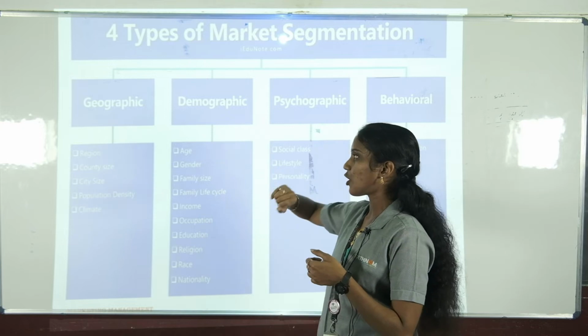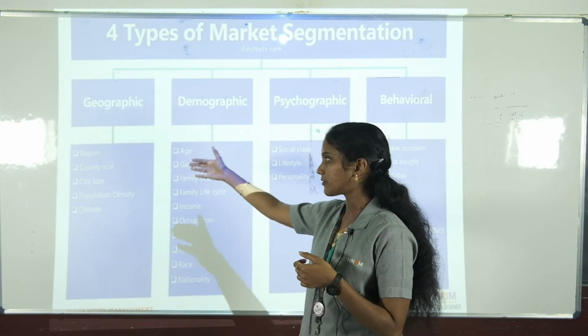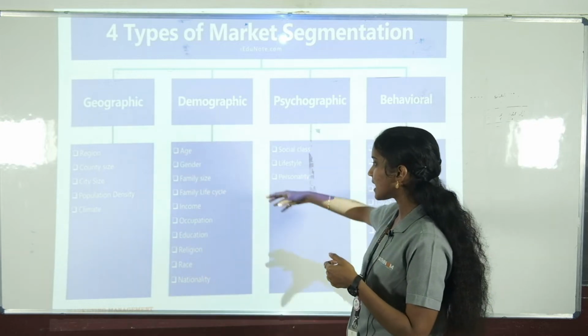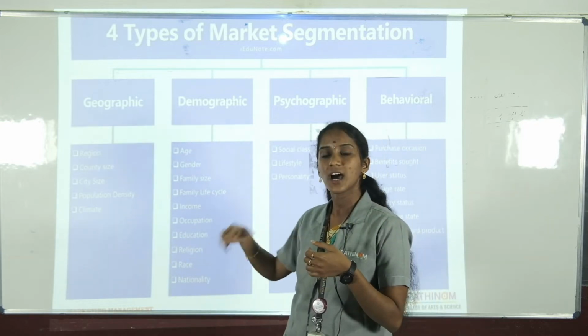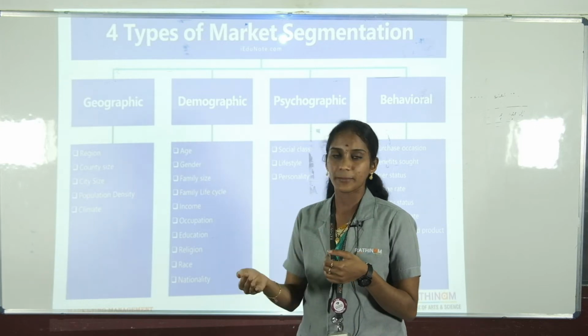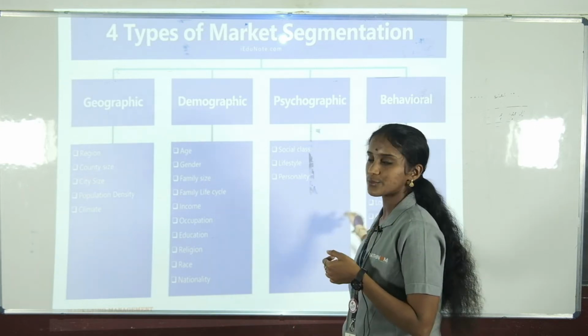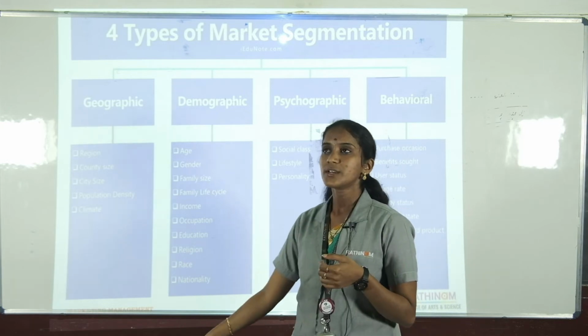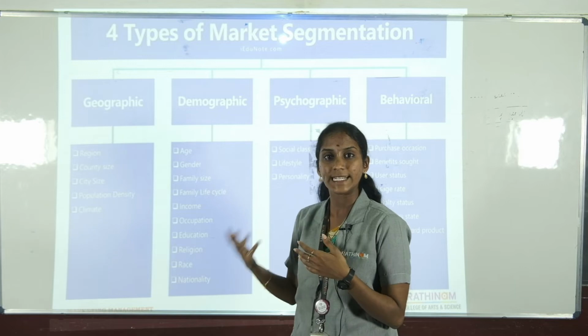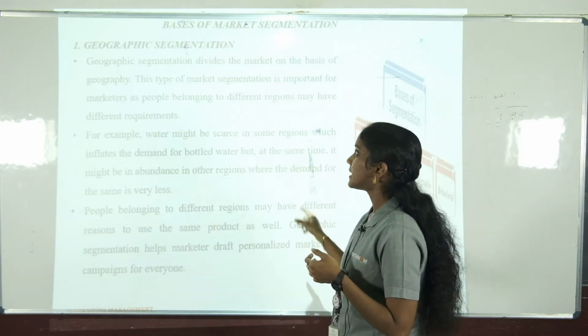When it comes to geographic segmentation, we look at the region, country size, city and population density, and also the climate. These are some examples of how owners segregate their products. According to these natures it is segregated, and I am going to explain it in detail. The first one is geographic.